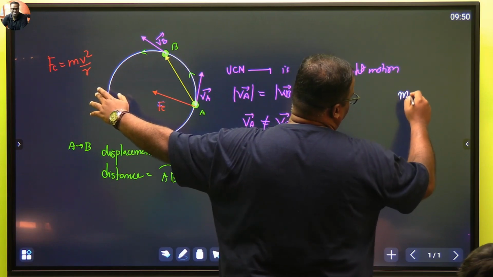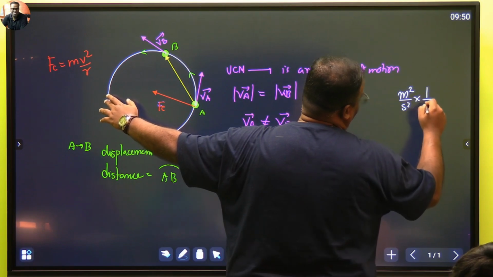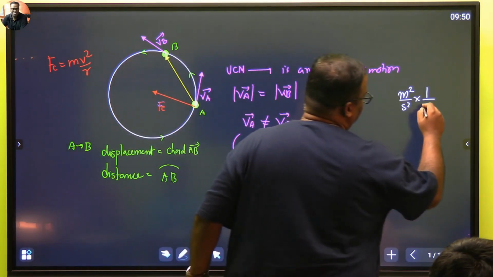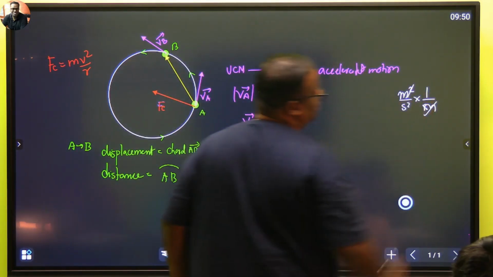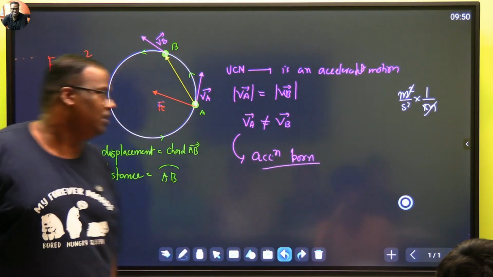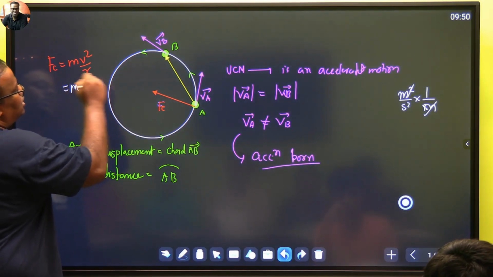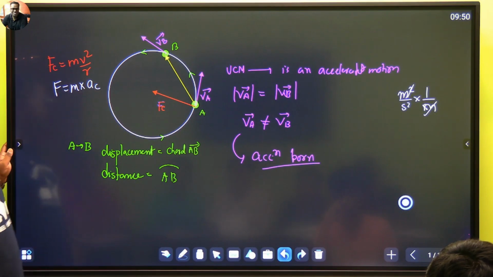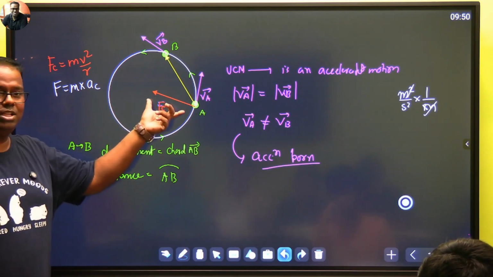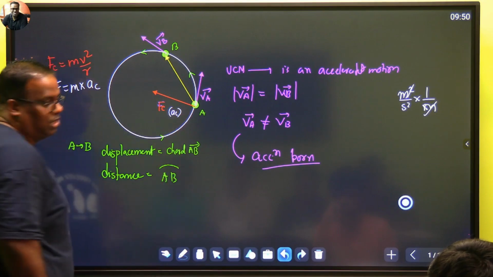Meter square per second square divided by another r. R is the radius. R is another meter. So meter per second square. Yes, this quantity is acceleration. Are you getting it from here? So this is known as mass into centripetal acceleration. This is what you learn in it. So centripetal acceleration. So this force gives rise to another acceleration, which will be a centripetal acceleration.